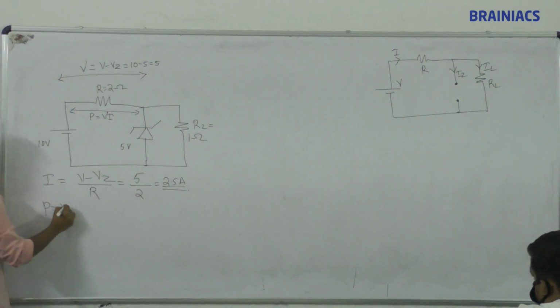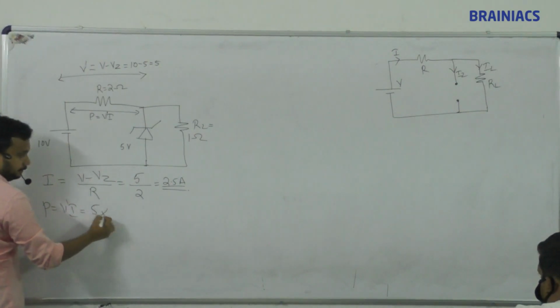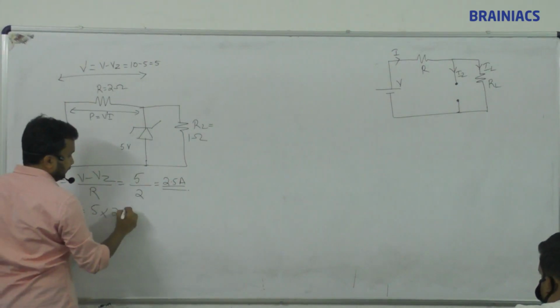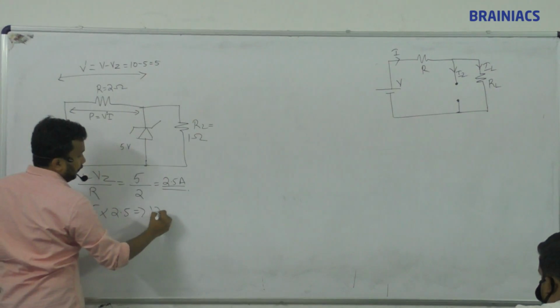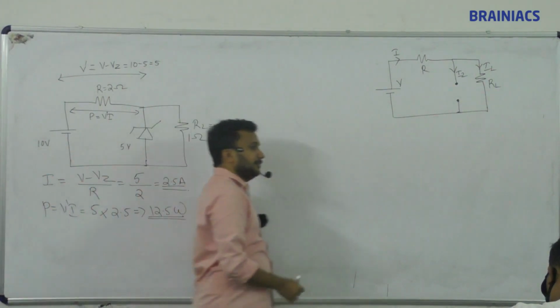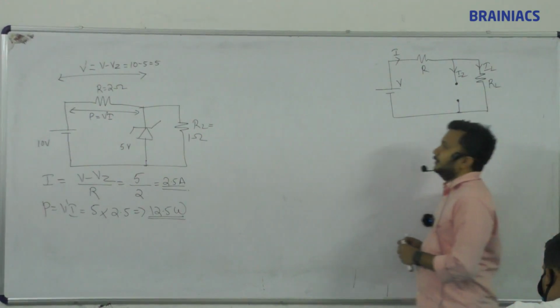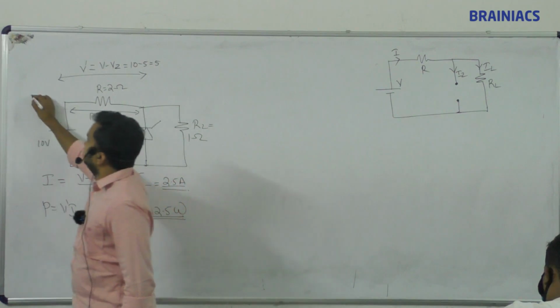Power dissipation is equal to V dash into I. V dash is 5 into 2.5, which is 12.5 watt. Okay. Next question.